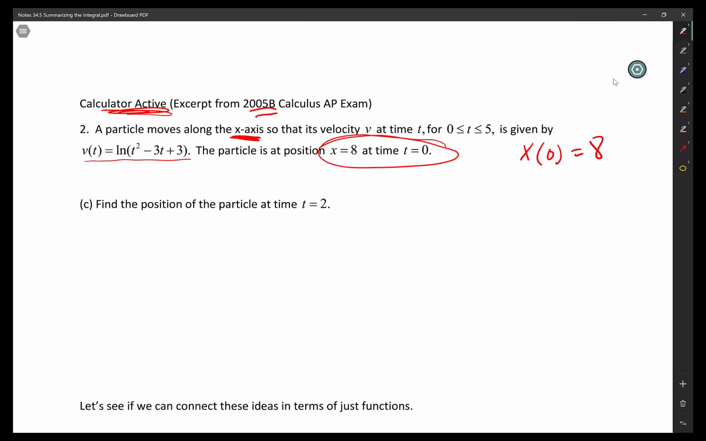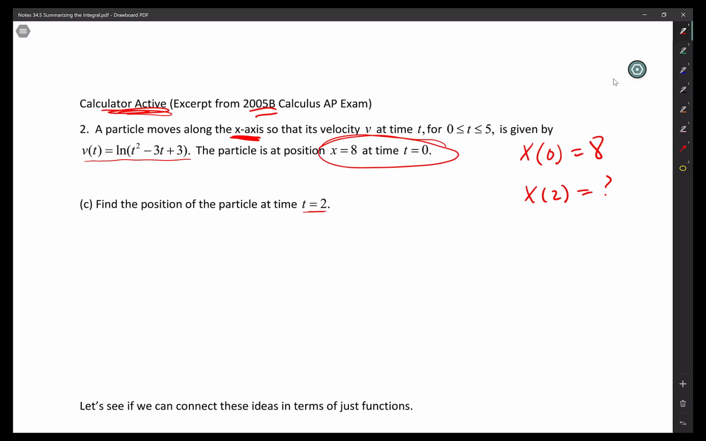Does everyone know why I wrote x of 0 equals 8? At time 0, I'm on the x-axis at the value of 8. So it's just one directional motion. I'm either moving right or I'm moving left. That's it, right or left. Letter C, find the position of the particle at t equals 2. So I'm going to write x of 2 here, and I'll put a question mark.